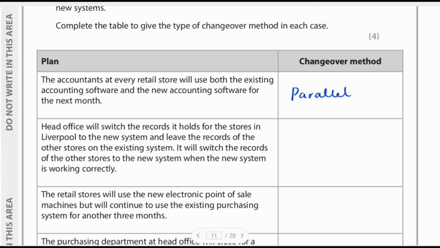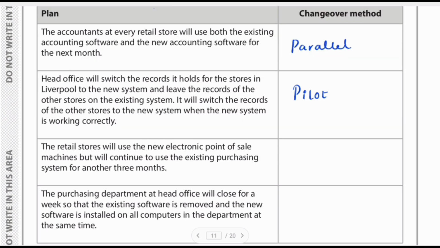Head office will switch the records it holds for the stores in Liverpool to the new systems and leave the records of the other stores on the existing system. It will switch the records of the other stores to the new system when the new system is working correctly. So switching one branch first. So in those cases, this is the pilot method. Parallel is like using your old phone and your new phone together. Pilot is like giving one kid in class a new toy to test it.